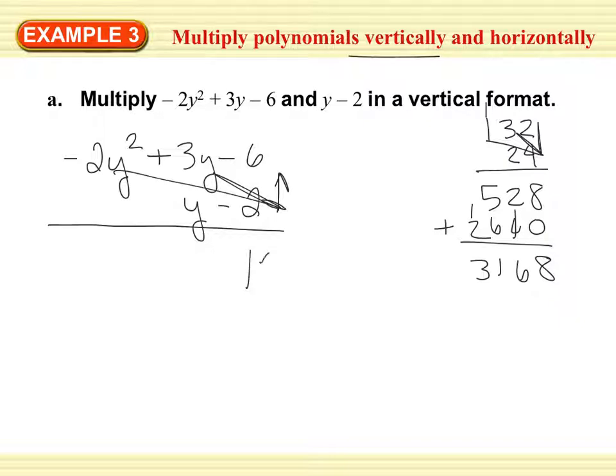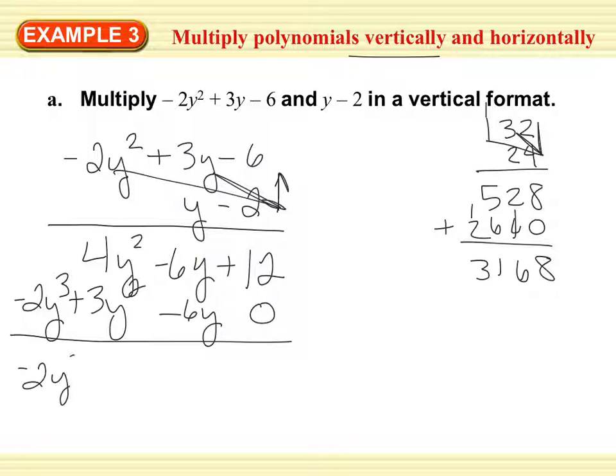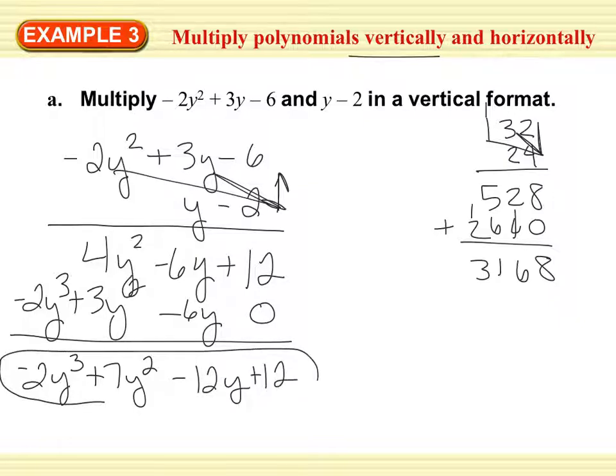-2 times -6 is +12. -2 times 3y is -6y. And then we have +4y squared. Placeholder, -6y, 3y squared, and -2y cubed. Now we're lined up to collect like terms. And we have the right answer. So there is the vertical method, which is probably my second favorite.